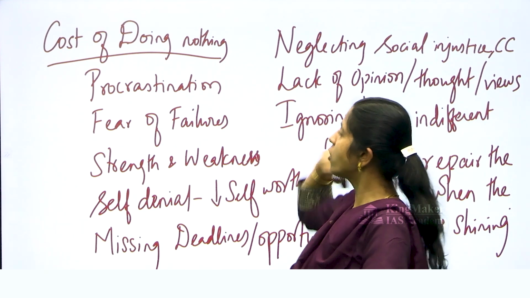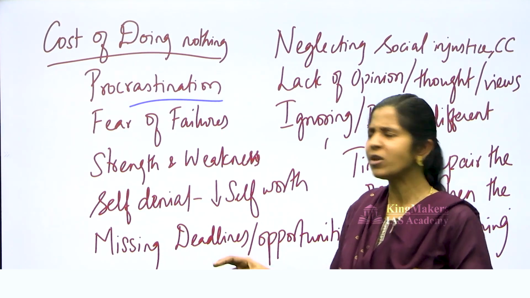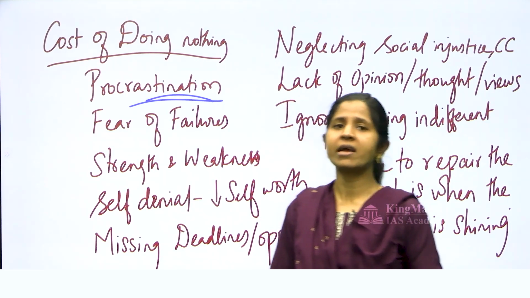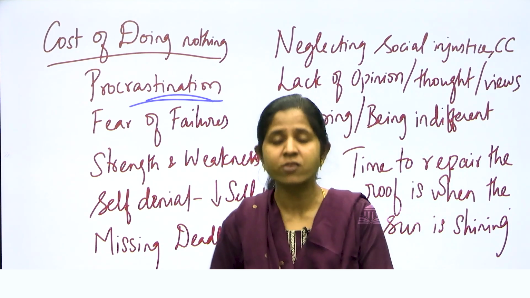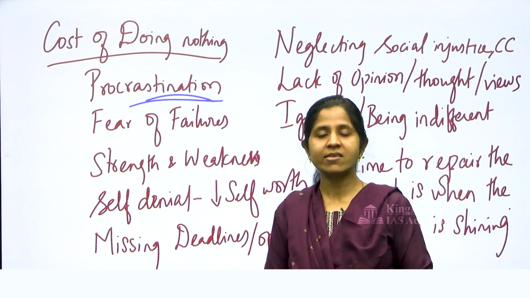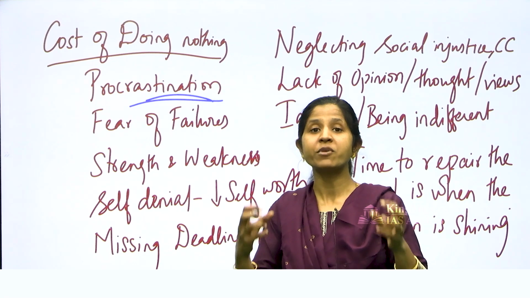So let's talk about cost of doing nothing. Procrastination. Each keyword you can expand into a paragraph. So you can talk about how procrastination is very dangerous. That is postponing. So that's very dangerous. That is, you're not decisive, you're not deciding, and you're losing the opportunity or losing time. Time is very precious.